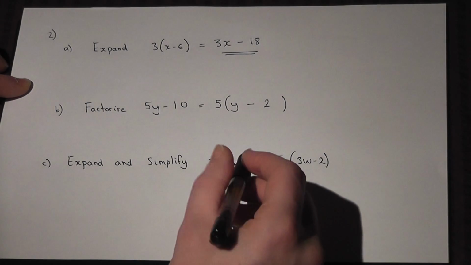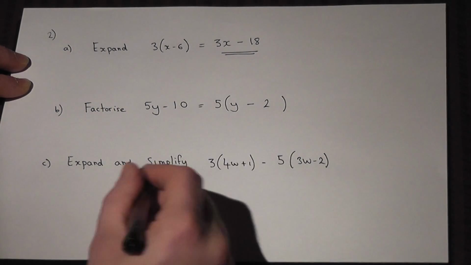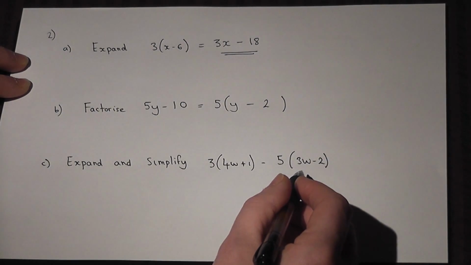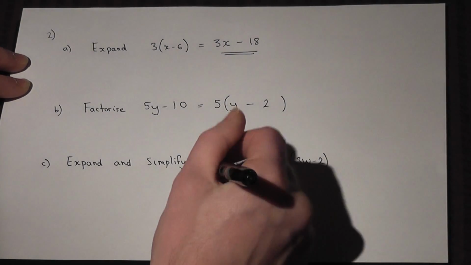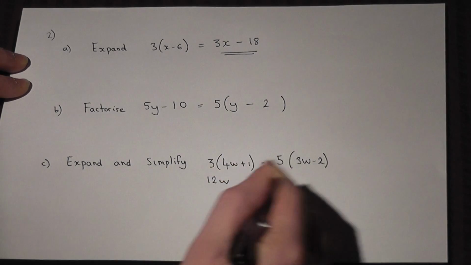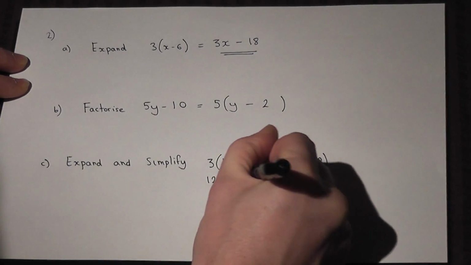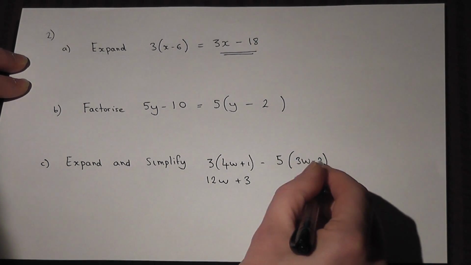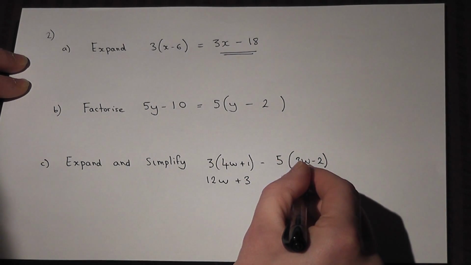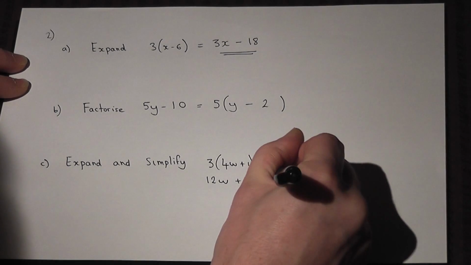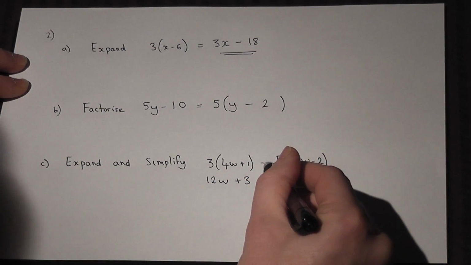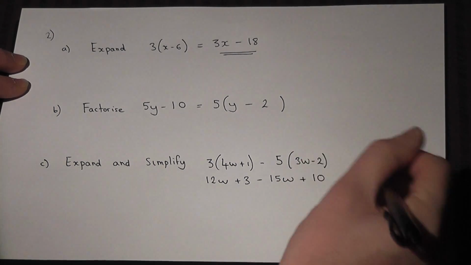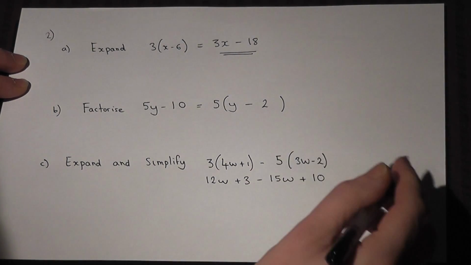If you're asked to expand 2 sets of brackets and then simplify, the method is to expand both brackets separately. Now 3 times 4w is 12w, and 3 times 1 is 3. However, it's then minus 5 times by both these two terms. Minus 5 times 3w is minus 15w. But minus 5 times minus 2 is plus 10. Be very careful when there are two negatives.